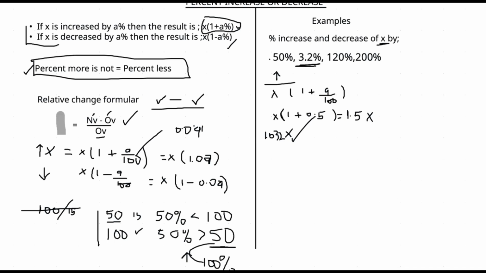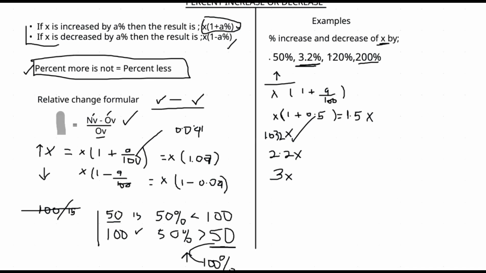Now by 120%, immediately divide by 100, you get 1.2, you add 1, you get 2.2. So our answer is 2.2x. Now when a value is increased by 200%, you divide this by 100, you have 2, you add 1, you have 3. So your answer will be 3x. That's when the value is increased by 200%.